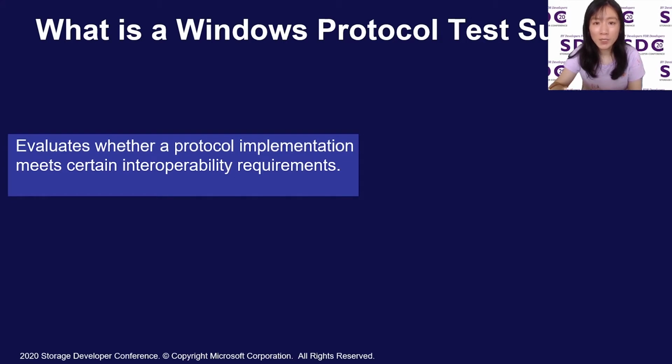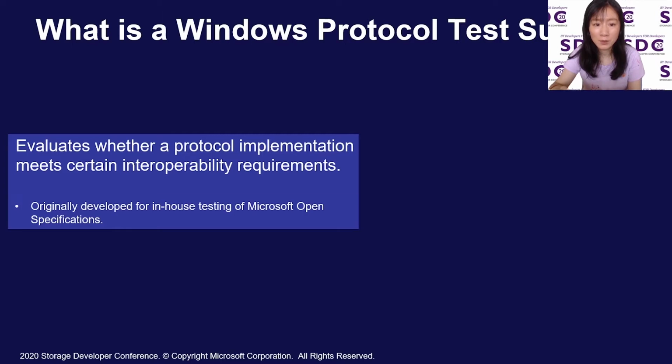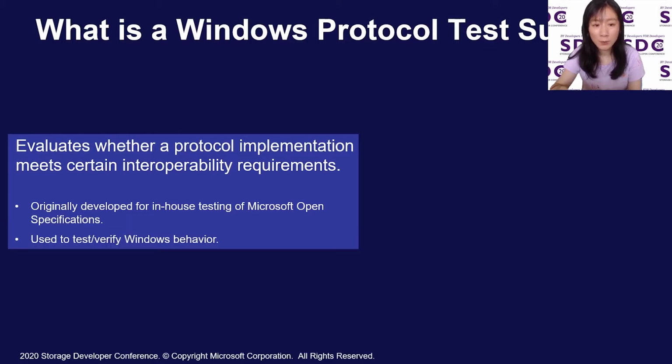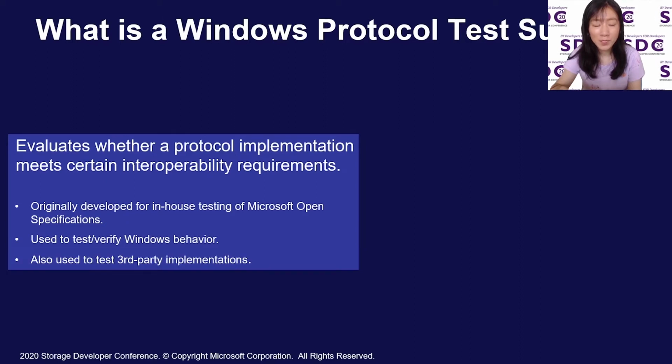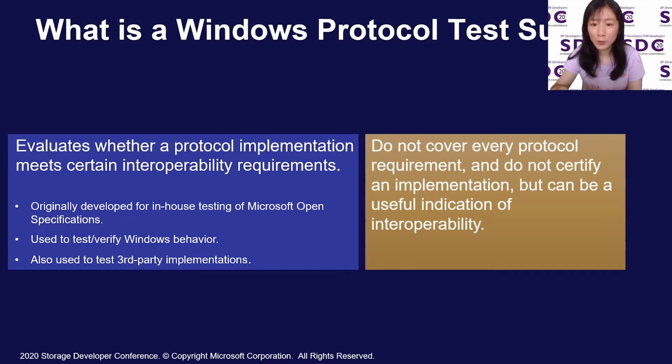FileServer Protocol Test Suite is part of the Windows Protocol Test Suite family. A Windows Protocol Test Suite is a set of test cases which is used to evaluate whether a protocol implementation can meet certain interoperability requirements. We originally developed the Windows Protocol Test Suite for our in-house testing for Microsoft Open specifications. We use them to verify Windows behavior. They can also be used to test third-party implementations. We do not cover every protocol requirement. Neither do we certify an implementation, but we hope that they can be used as a useful indication of interoperability.